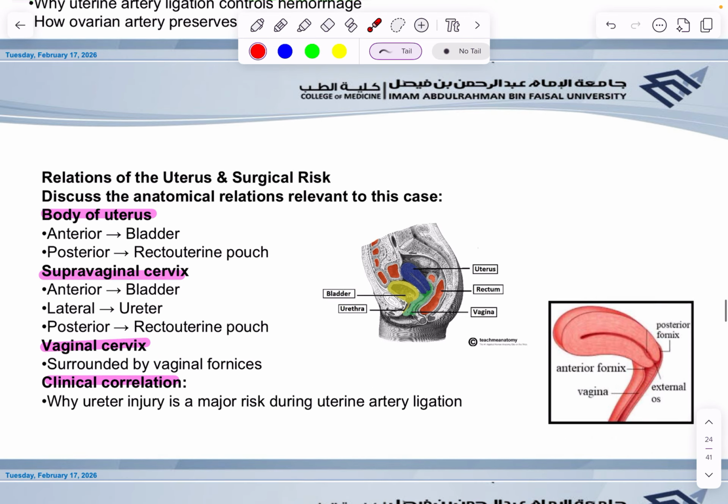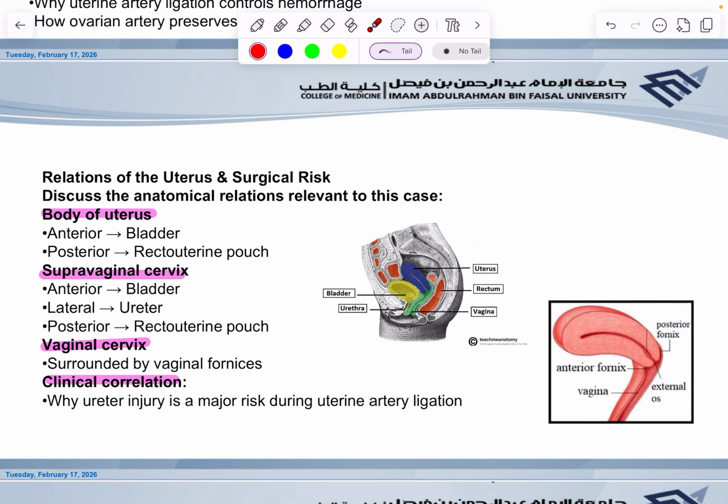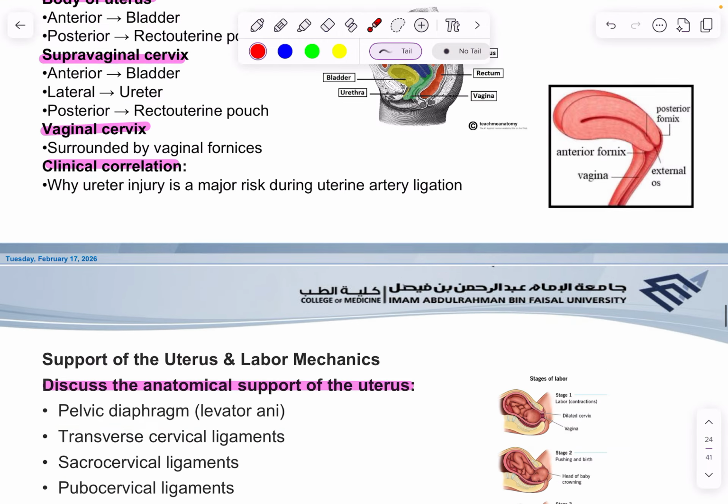بالنسبة للrelations زي ما قلنا, the body is going to be related anteriorly to the bladder and then a rectum or the rectouterine pouch posteriorly. وبرضو lateral relation عندنا the ureter بالنسبة للsupravaginal cervix. الvaginal cervix قلنا الfornices مهمة. وبعدين why is the ureter at a major risk? زي ما قلنا, because of the important relation, it's very closely related to the uterine artery.